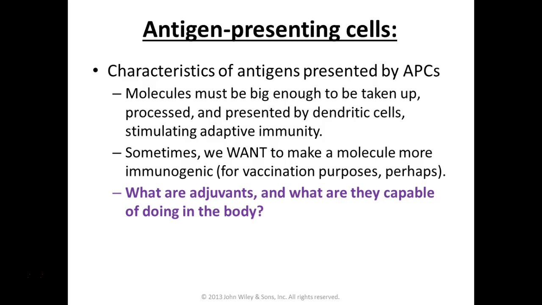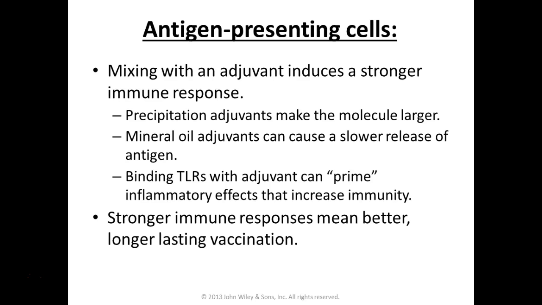So what are some examples of these? What are they capable of doing in the body? Some of them will cause the pieces of the vaccine to precipitate, to bind with each other, and make a larger molecule. Because again, we found that small molecules don't really react with the immune system. The immune system itself has to process it and break it into little pieces itself. You can't give it pre-digested stuff. It doesn't deal well with that.